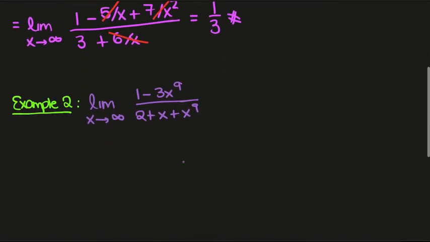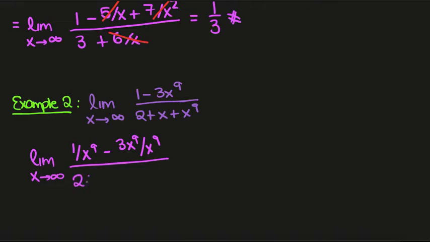Okay, let's look at another example. So we'll apply the same idea. Here the largest factor of x is x to the 9. So we'll write this as the limit as x tends towards infinity of 1 over x to the 9 minus 3x to the 9 over x to the 9, then 2 over x to the 9 plus x over x to the 9 plus x to the 9 over x to the 9.